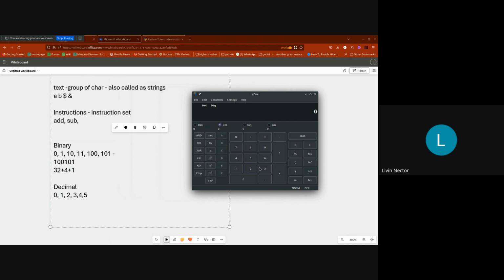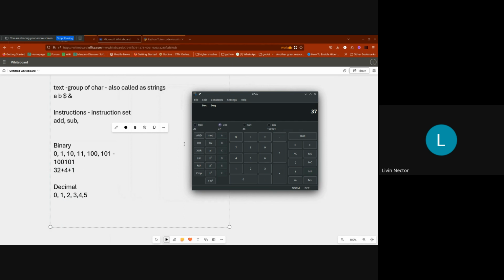So for example, our number is 32 plus 4 plus 1, which is 37, right? If I put 37, I can see its binary value here. You can also enter binary and easily convert it back to different number systems. These are the most common number systems that we use: binary, octal, decimal, hexadecimal.